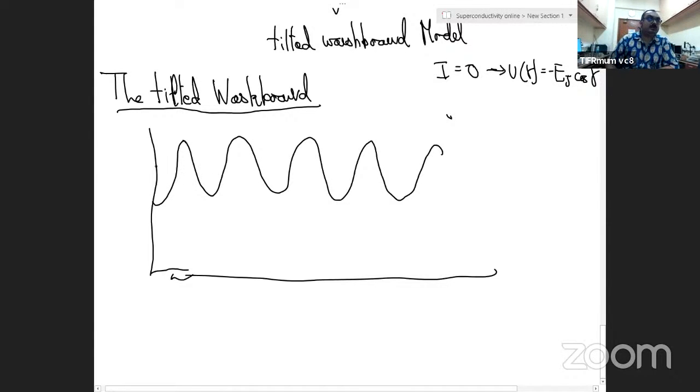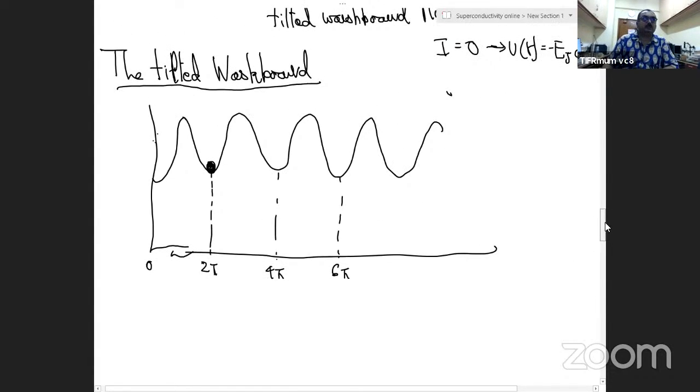Now, the moment I apply a current, suppose my phase is here. I can take my 0 anywhere. So this is 2 pi. This is 4 pi, 6 pi, and so on. Now, it doesn't matter where the phase is, as long as the phase is not changing as a function of time, I will have no voltage that appears, the current will freely flow.